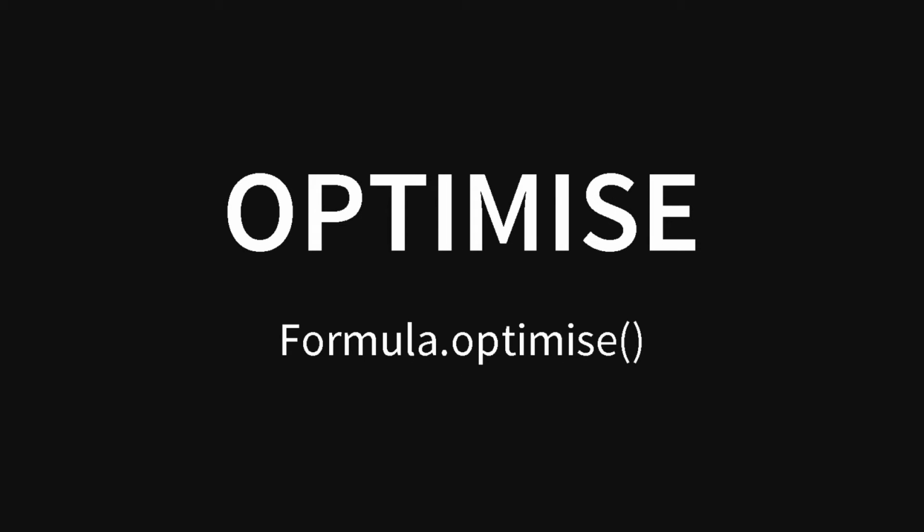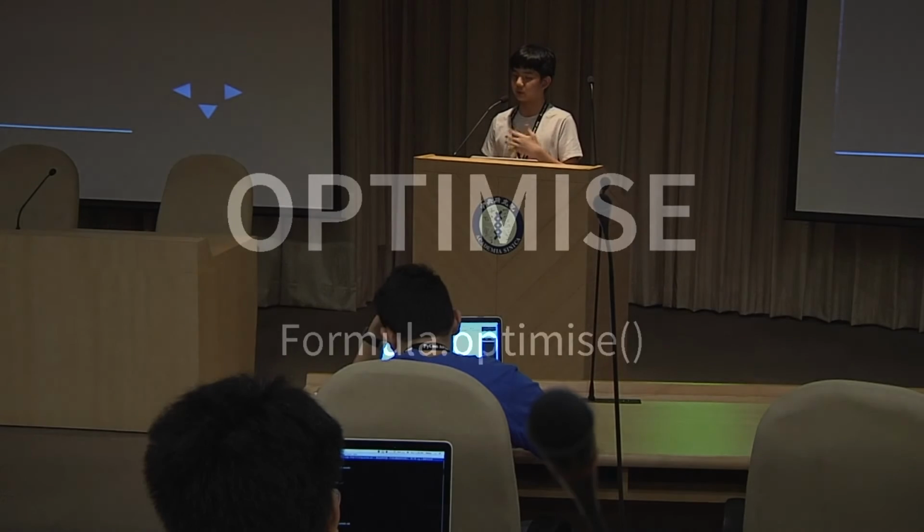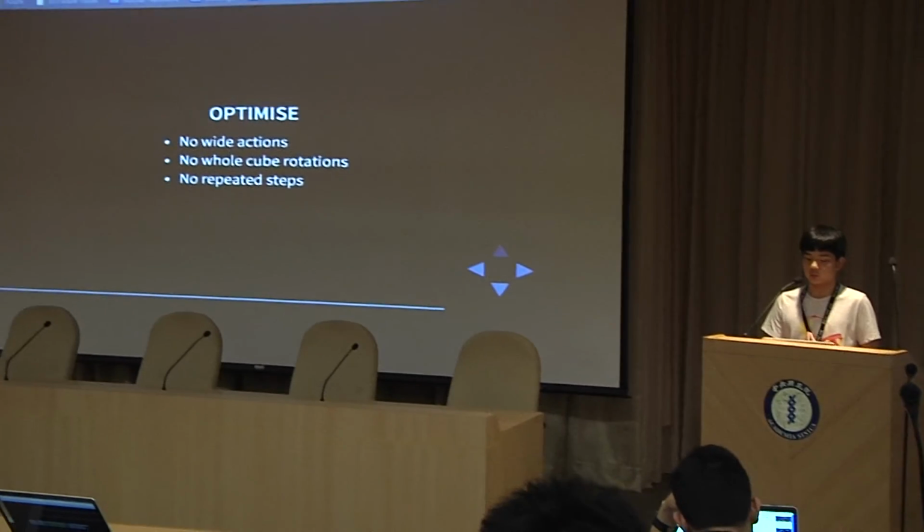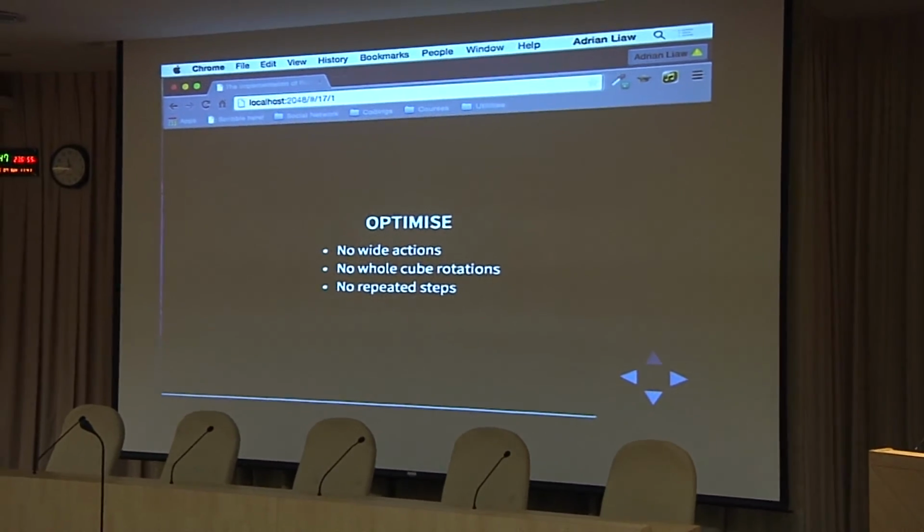And another one is optimize. The optimize here is not actually taking something like 20 moves and turning it into 3 moves. Instead, I'm just removing whole cube rotations, reducing the wide actions, and reducing repeated step actions. So I've got 3 steps. The first one is no wide actions. The second one is no whole cube rotations, and the third one is no repeated steps.